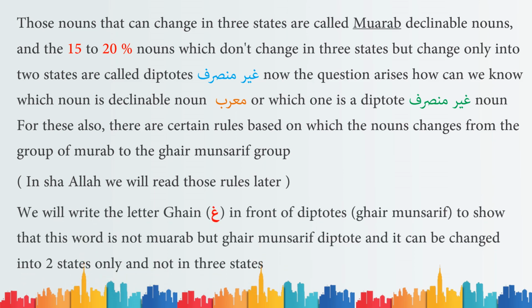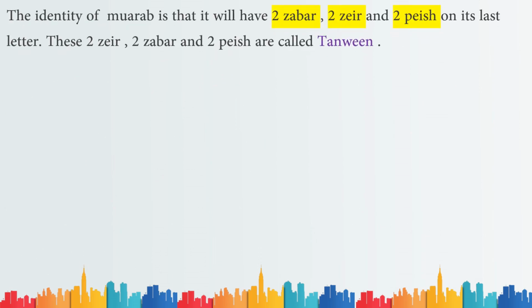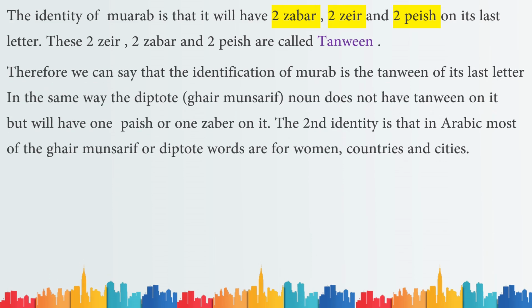We will write the letter ghain in front of diptotes غير منصرف to show that this word is not mu'arab but غير منصرف diptote, and it can be changed into 2 states only and not in 3 states. The identity of mu'arab is that it will have 2 zabar, 2 zair or 2 pesh on its last letter. These 2 zair, 2 zabar and 2 pesh are called tanween. Therefore, we can say that the identification of mu'arab is the tanween of its last letter. In the same way, the diptote غير منصرف noun does not have tanween on it but will have 1 pesh or 1 zabar on it.